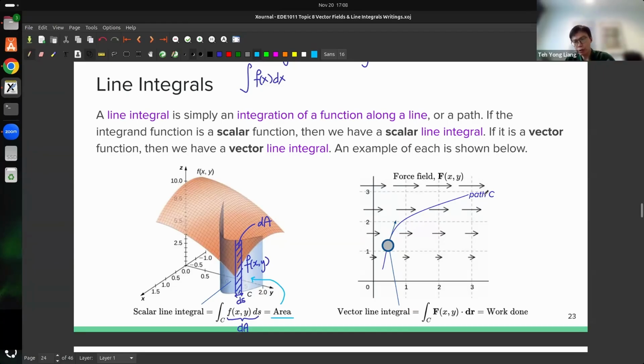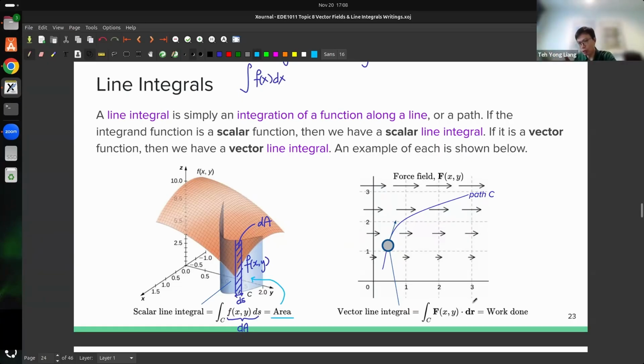So what's the thing about this vector line integral is that now you have to integrate a vector function. Then you ask yourself, how do you integrate the vector function? Do you integrate, for example, each component of the vector separately? The answer is no. So the vector line integral is defined such that you have to integrate the dot product between the vector and the path direction. As you go along the path, at every point on the path there's a different direction.